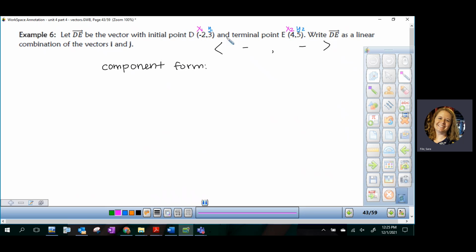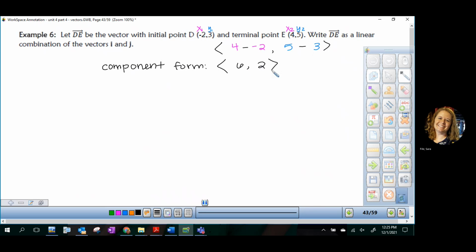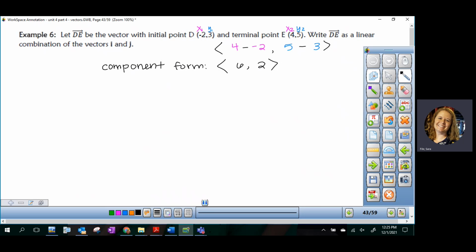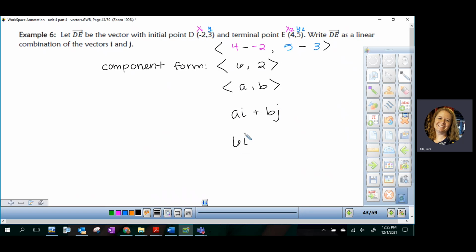So that would be 4 minus -2 and 5 minus 3. So the component form is 6, 2. Everybody okay with that? Component form? So now from component form, this is like what we said on that last screen. That's your A and your B, right? So if linear combination is AI plus BJ, this would just be 6I plus 2J.